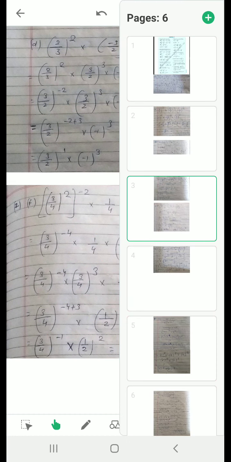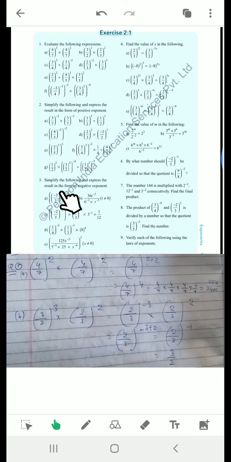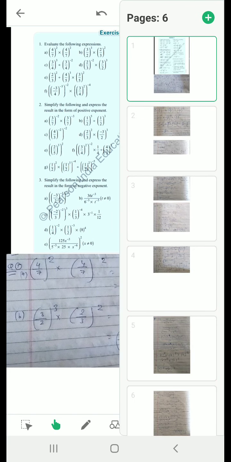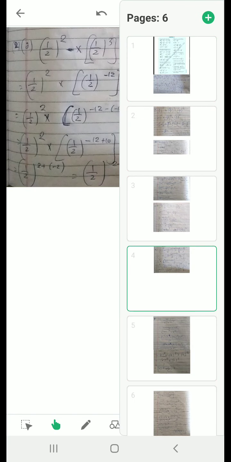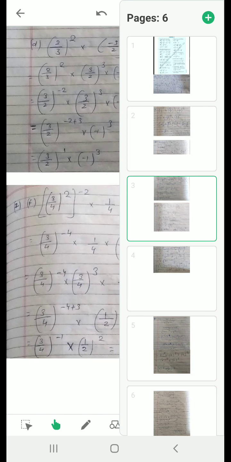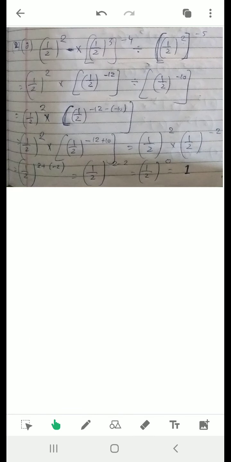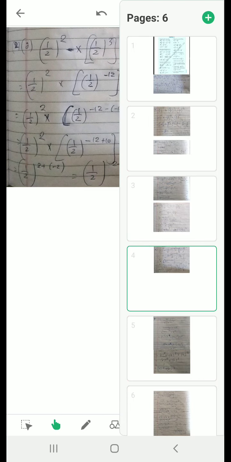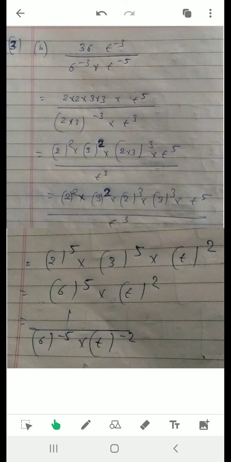Okay, now just look upon the next question. Third, simplify the following and express the result in negative exponents. Okay, and the negative exponent, as you have done the last question, we have written the answer in positive exponent. Here you have to write in negative exponent. Some questions I solved, you can see. Okay, the second Z also I solved, that also you can see here. If you have doubt, you can ask. Okay, just look upon third B.